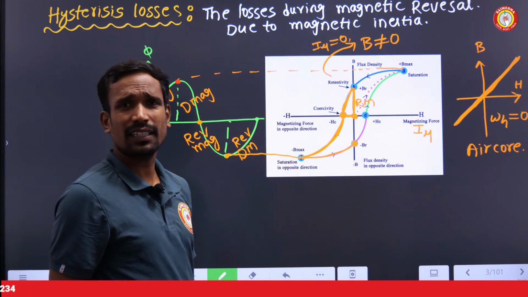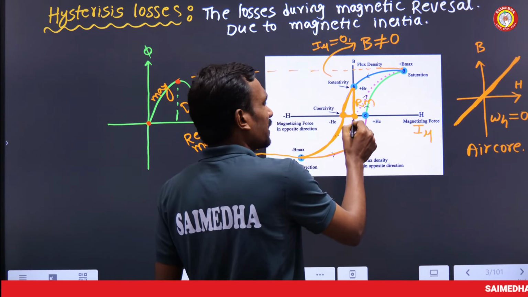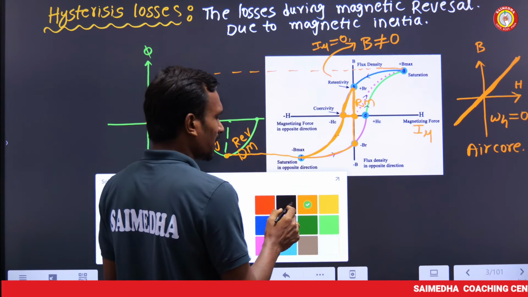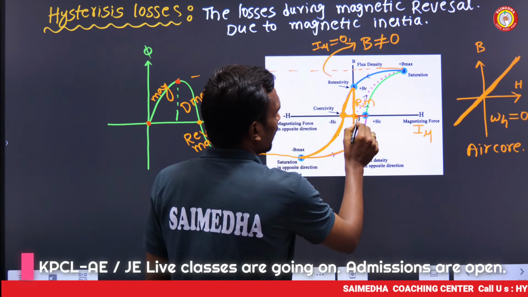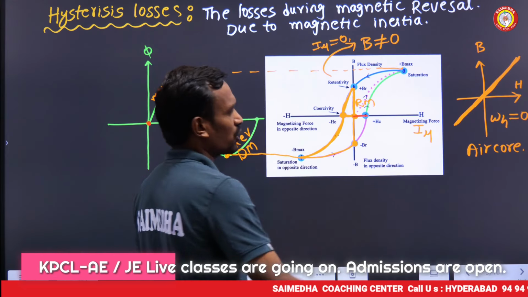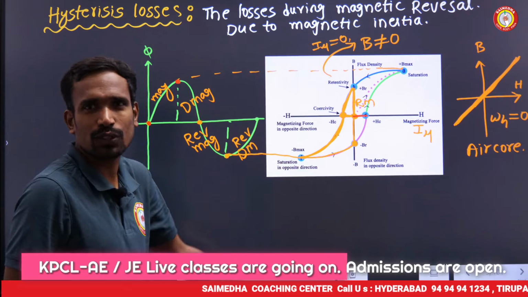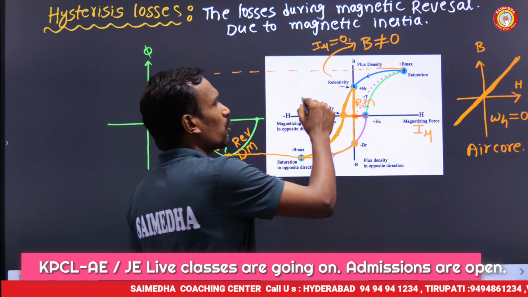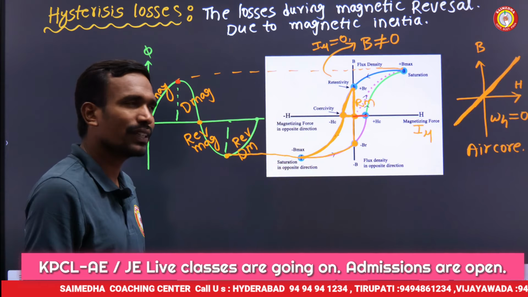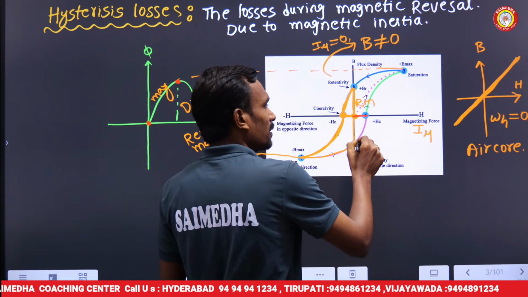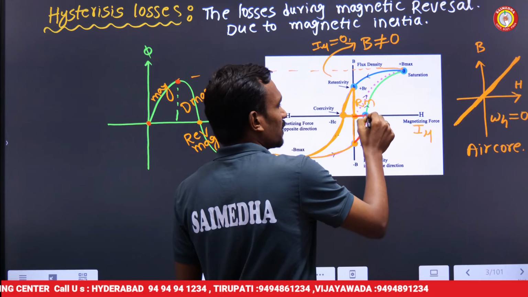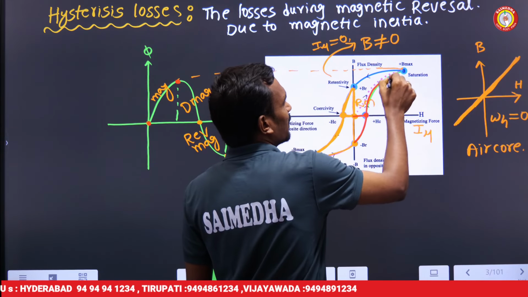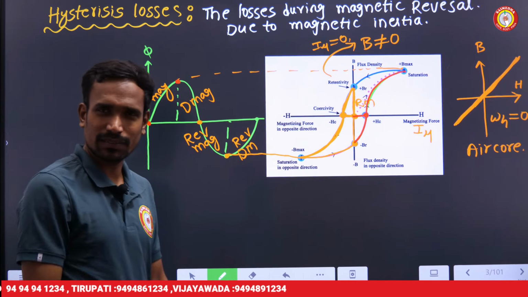To overcome this retentivity, this residual flux, we need to apply some extra force in the opposite direction, which is called coercive force, or coercivity. When coercivity is applied, the flux density comes to zero. Again, the next cycle starts here.